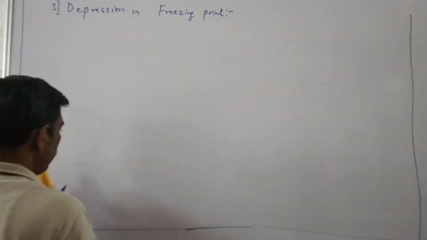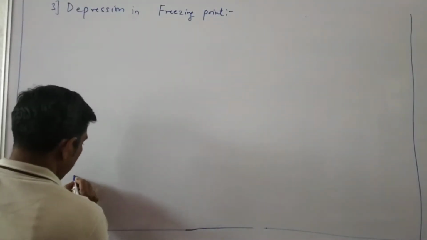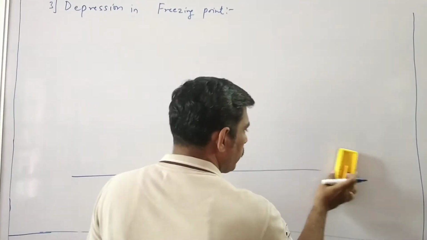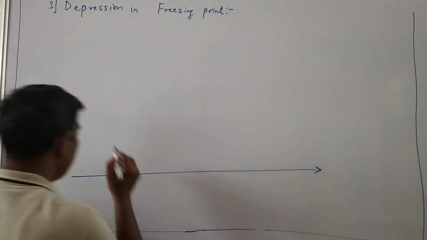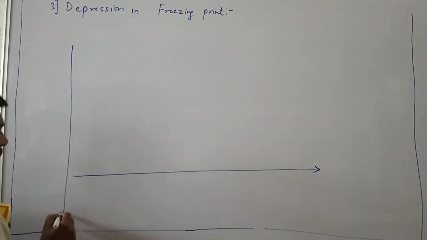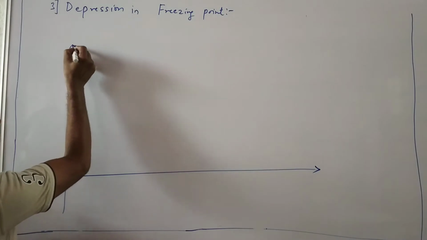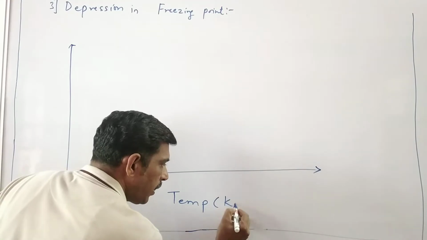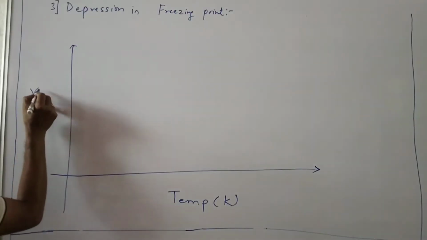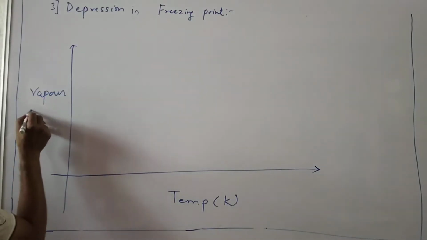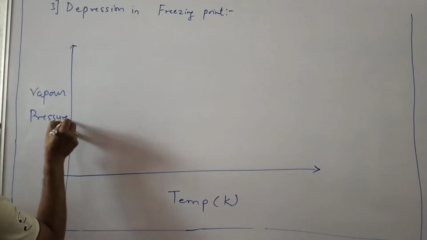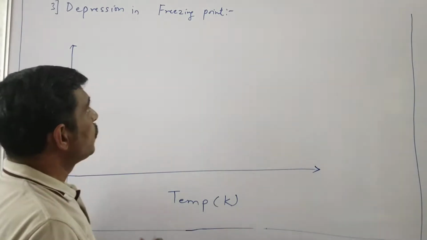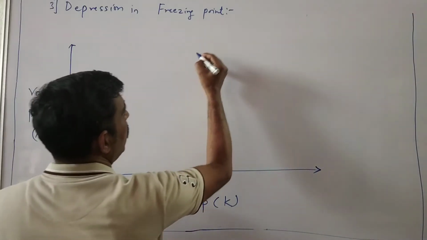So for this we will take the x-axis, and this is the y-axis. Along the x-axis we will take the temperature in Kelvin, and along the y-axis we will take the vapor pressure, which may be in atmosphere or bar. Okay, so I will draw the different curves here.